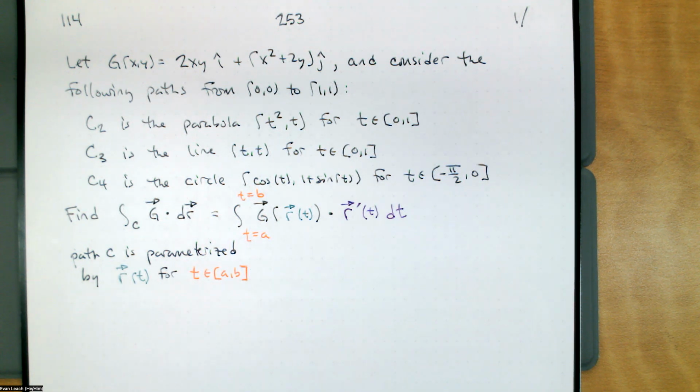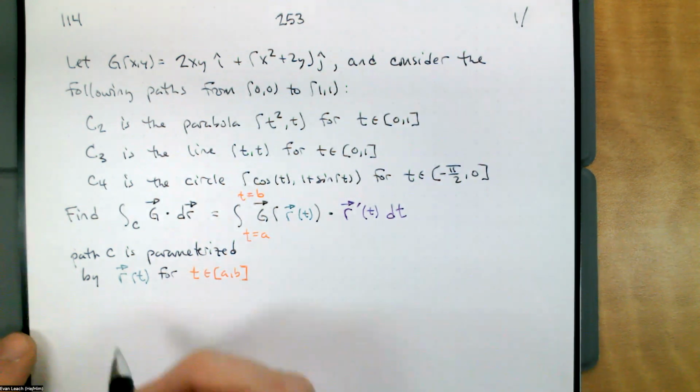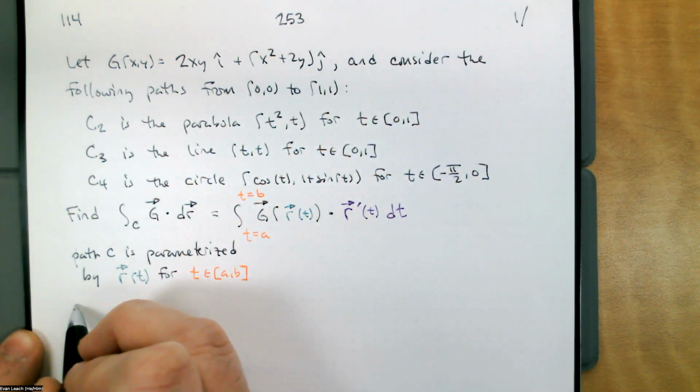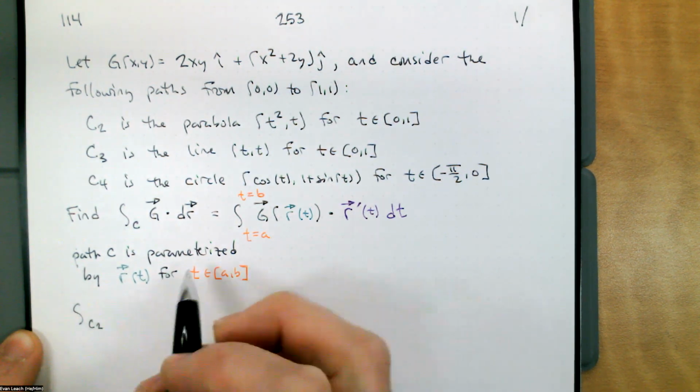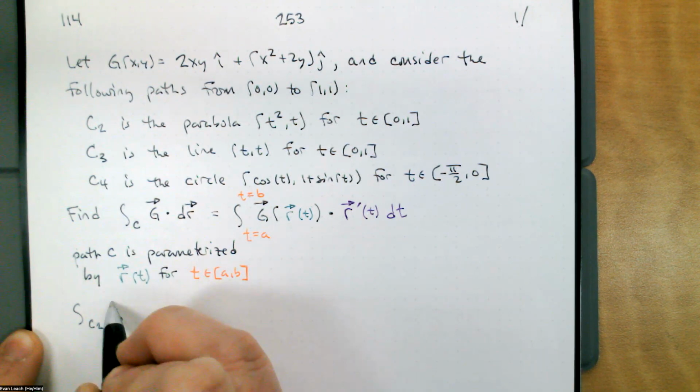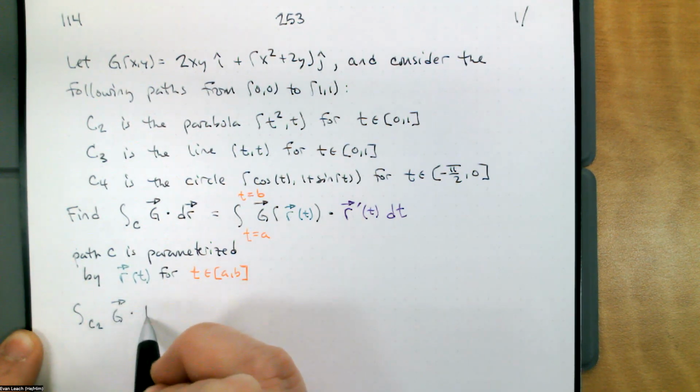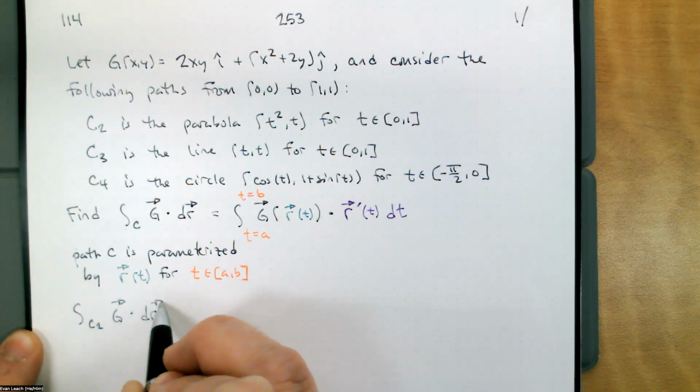So we have multiple paths. We've got this parabola, we've got the line, and we've got the circle that we parameterized yesterday. We're going to calculate the line integral of this vector field over these three different paths. So let's just get to calculating. We're going to do the integral over C2 of G dot dr. And I guess it'll be dr2.